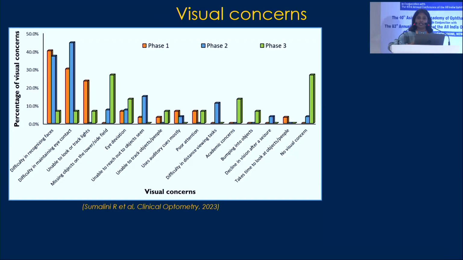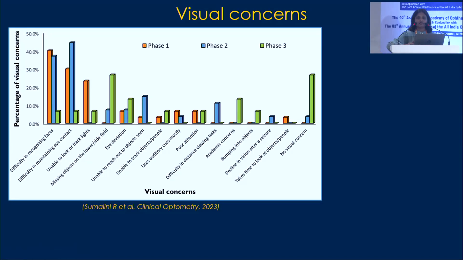Visual concerns, when we had carried out an in-house study, we found that the parents of children with CVI reported 14 unique visual concerns that are listed here, including difficulty in recognizing faces and maintaining eye contact being the top 2 concerns.